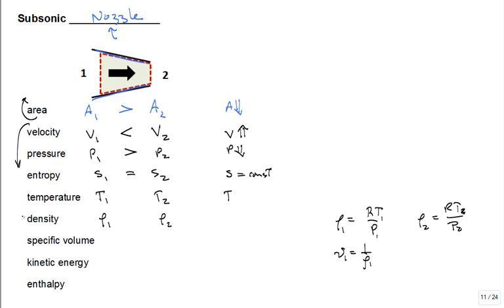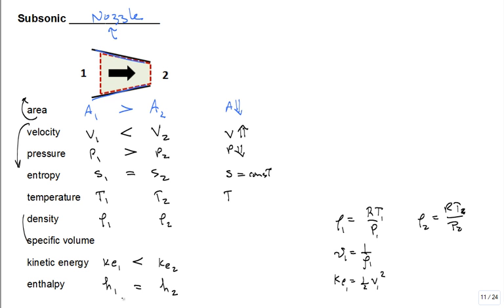How about the kinetic energy versus kinetic energy 2? Yes, that's correct. Because the kinetic energy is 1/2 V squared, V1. And so the exit speed, V2, is greater. So you square it, and it's still greater, okay? The kinetic energy exit, so the kinetic energy goes up. What about the enthalpy, H1 versus H2? Equal? Okay.